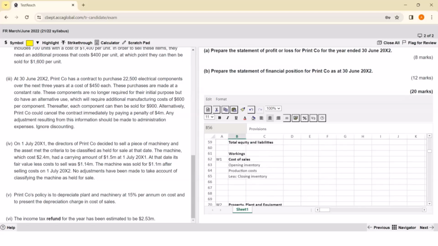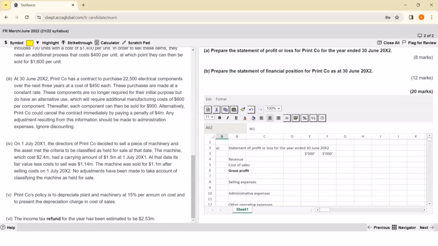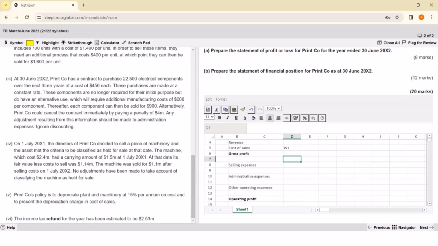Now we come to the basic format of workings. Workings can be made as we go on, but other than that, some standardized workings are there. So in case of cost of sales, opening inventory, production costs, or the purchase cost less closing inventory are definitely going to be there. So I have written them down, and at this point in time, I need to link this with the statement. If I put the reference over here, that's going to help my marker in understanding where I have picked up this figure from. Also, once we finalize the figure, we can link the cells directly in the format.